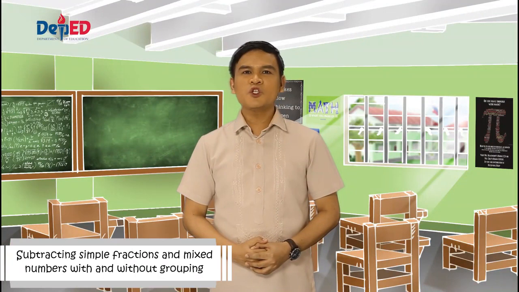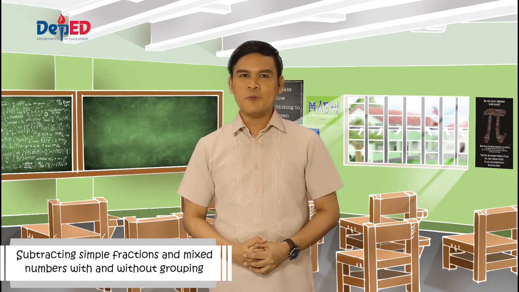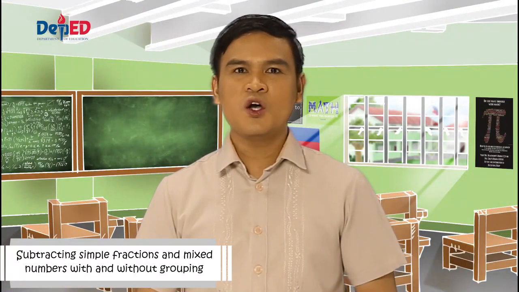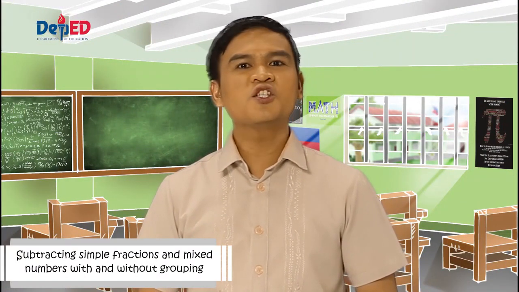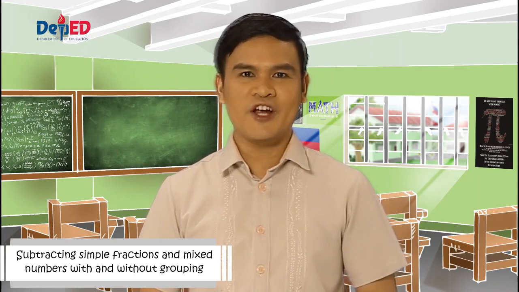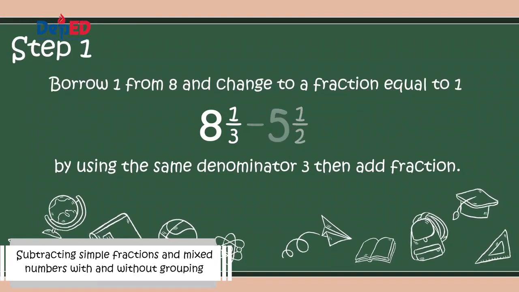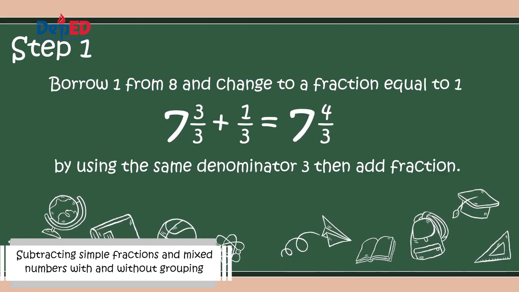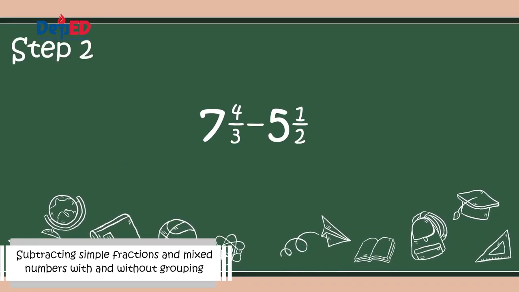Now, what if subtracting mixed numbers with regrouping? 8 and 1/3 minus 5 and 1/2. Regrouping will be used when the fraction in minuend is smaller than the fraction in subtrahend. Step 1. Borrow 1 from 8 and change to fraction equal to 1 by using the same denominator 3. Then add fraction 1/3. We have now 7 and 3/3 plus 1/3 equals 7 and 4/3. Subtract it now to 5 and 1/2.